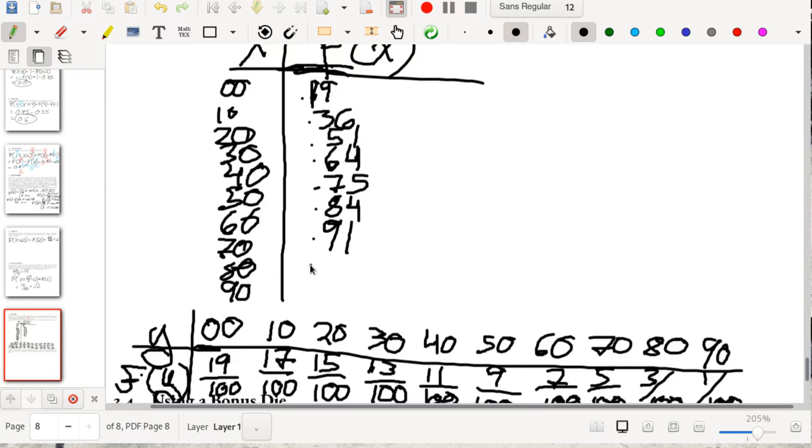So for 70, you've got 0.91 plus 0.05, which is 0.96. For 80, you've got 0.03 plus 0.96, which is 0.99. And then for 90, you've got 0.99 plus 0.01, which is 1.0. All right, so there's a CDF as well.